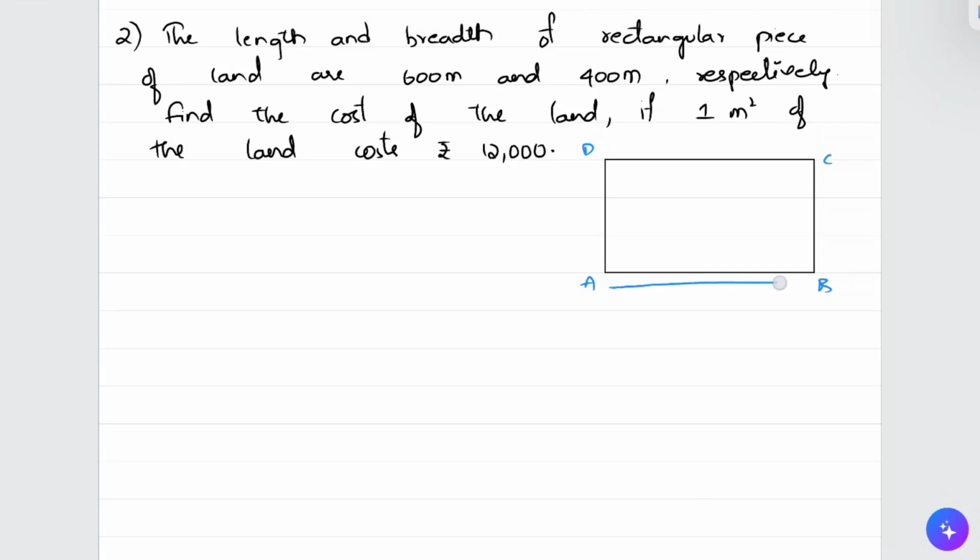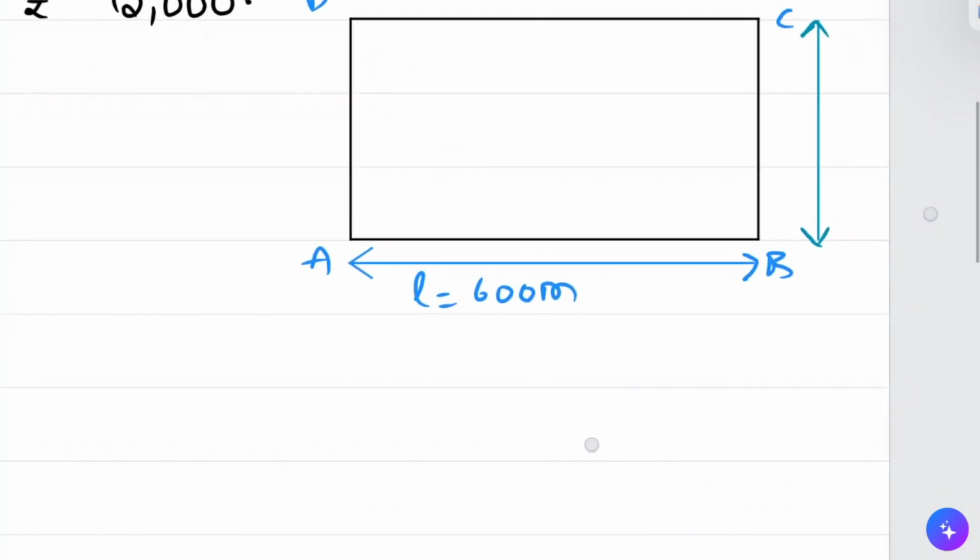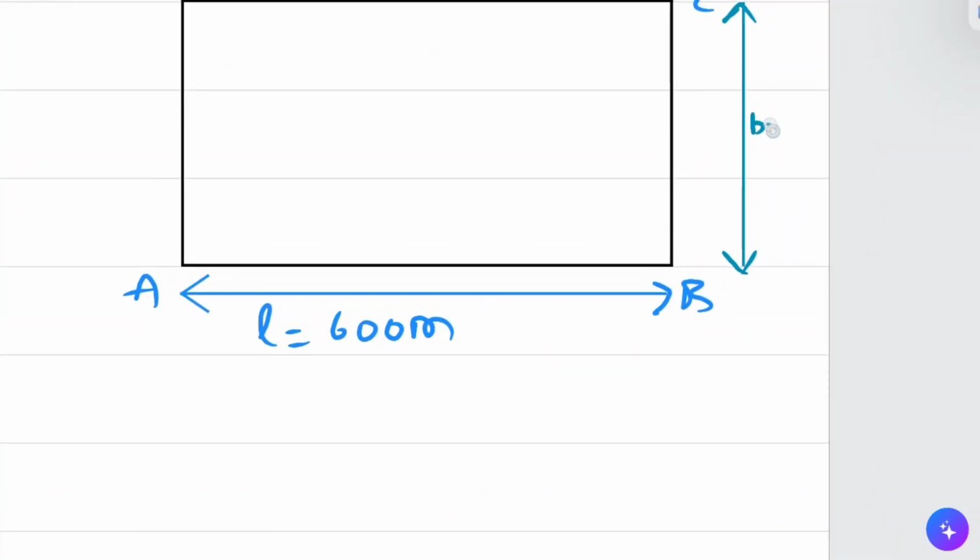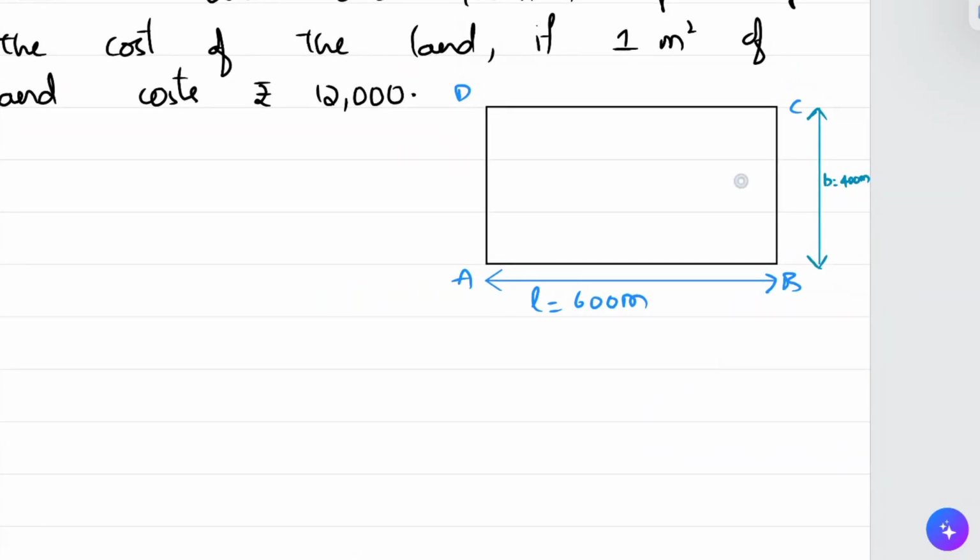See, this is the length. So length is how much? 600 meters, and breadth is 400 meters. Formula: L into B, multiply. Breadth is how much? 400 meters. So this is 400 meters and this is 600 meters.